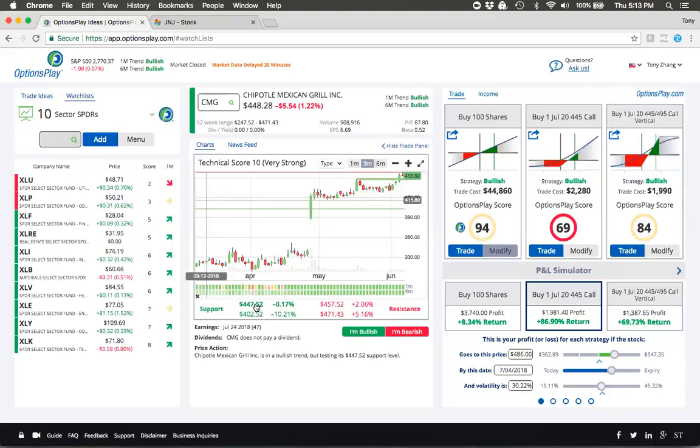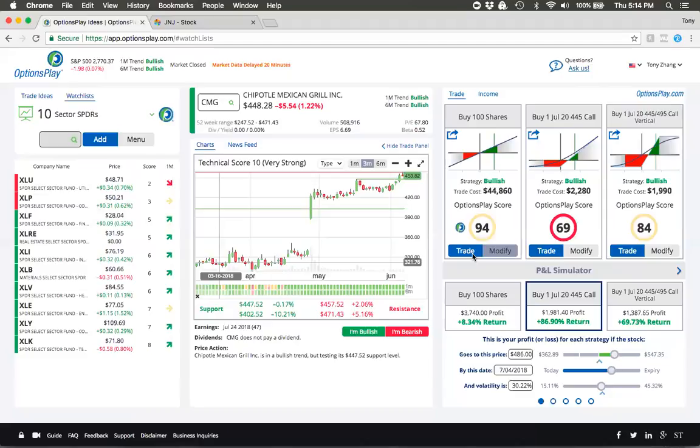What is the percentage on the support and resistance? It's just telling you how far the stock needs to move to hit that next support. So as you can see here, it needs to move 2% to hit that next resistance. It needs to move 10% to hit that next support, and 5% to hit the next resistance level above that.